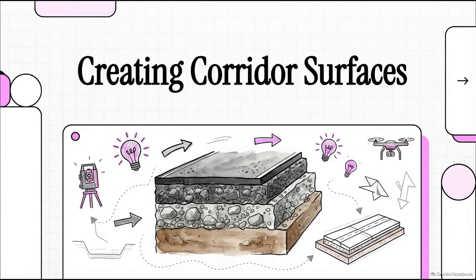Welcome to this explainer. Okay, let's just dive right into it, shall we? Today, we're going to demystify a totally critical stage in your design process, creating corridor surfaces. But look, we aren't just going to sit here and memorize a bunch of software clicks today. No way. We're actually going to focus on the engineering intent behind those clicks. Because by understanding the why before the how, you'll be able to build much more accurate, reliable models.